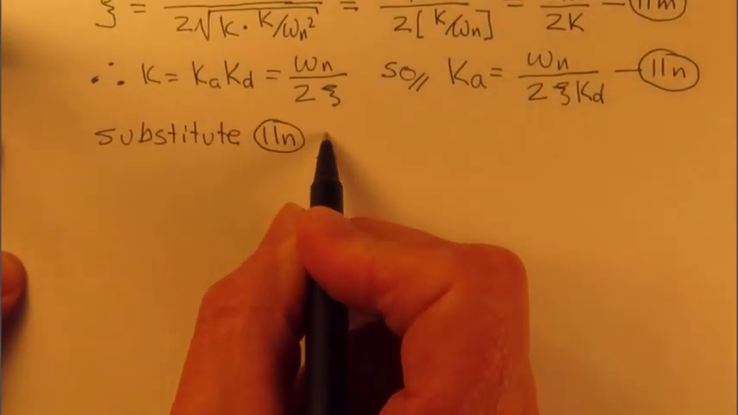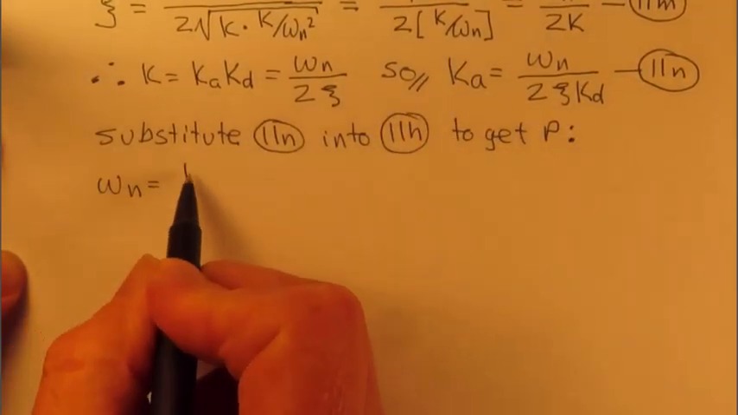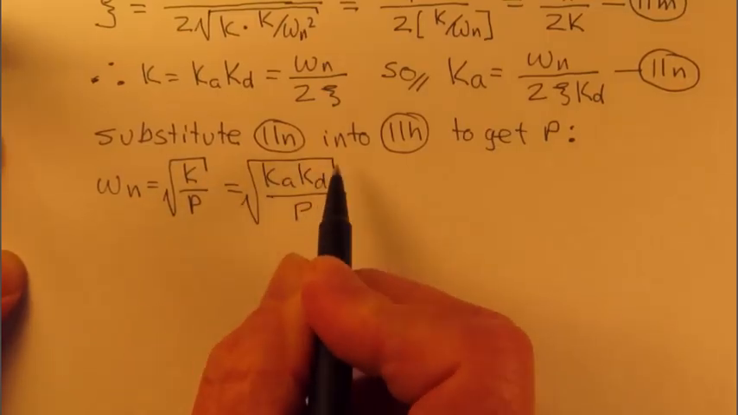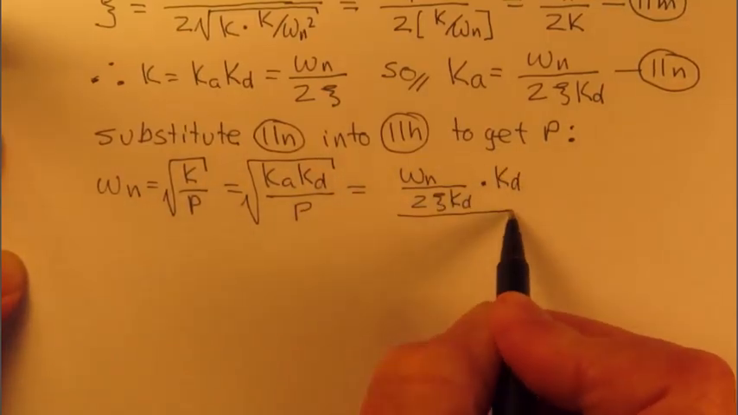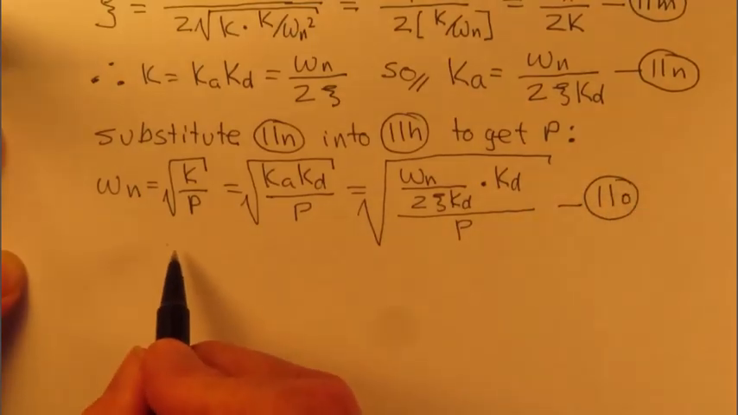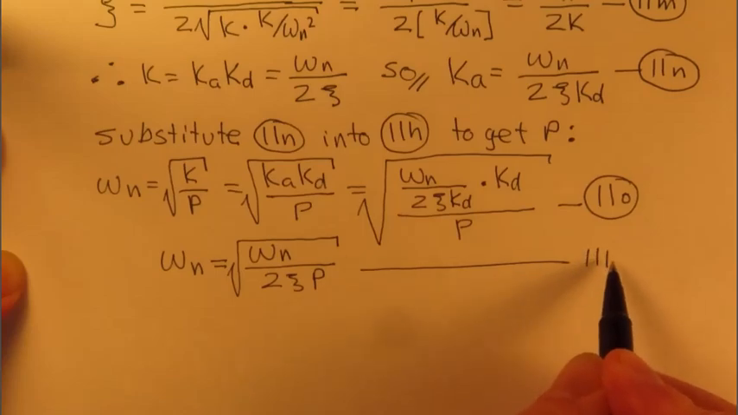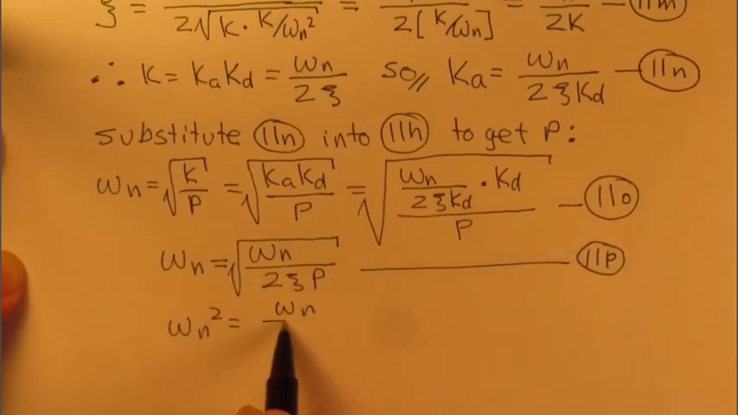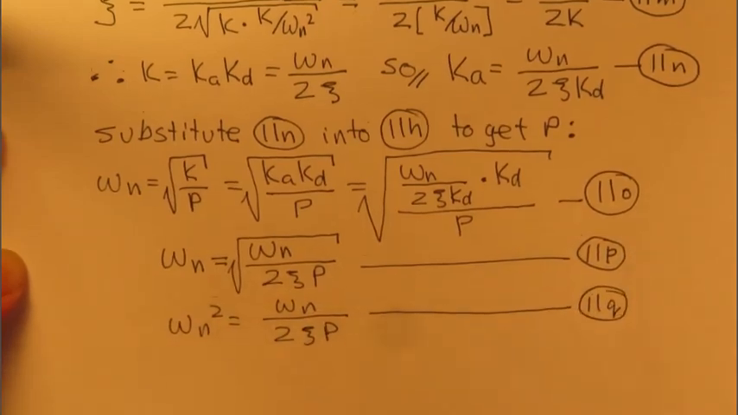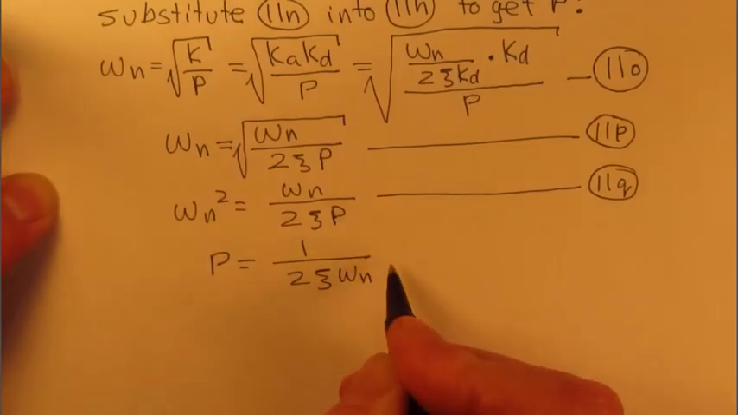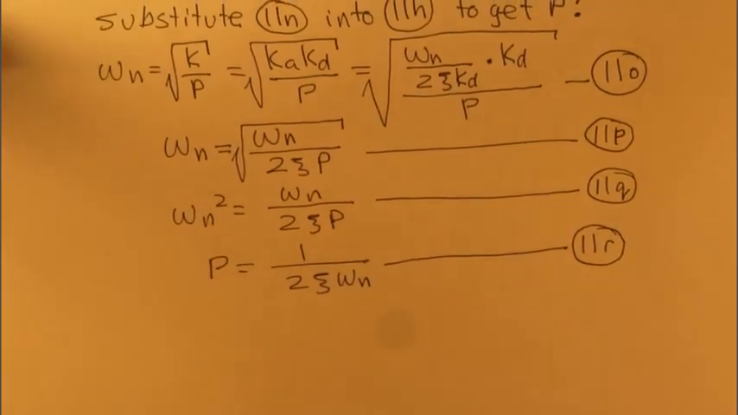Now substitute 11n into 11h to get P, and that's equation 11o. Now cancel Kd and rearrange the terms, and that's equation 11p. Square both sides to get rid of that square root sign. That's equation 11q. Isolate P, and that's P expressed in terms of natural frequency and damping ratio. That's equation 11r.